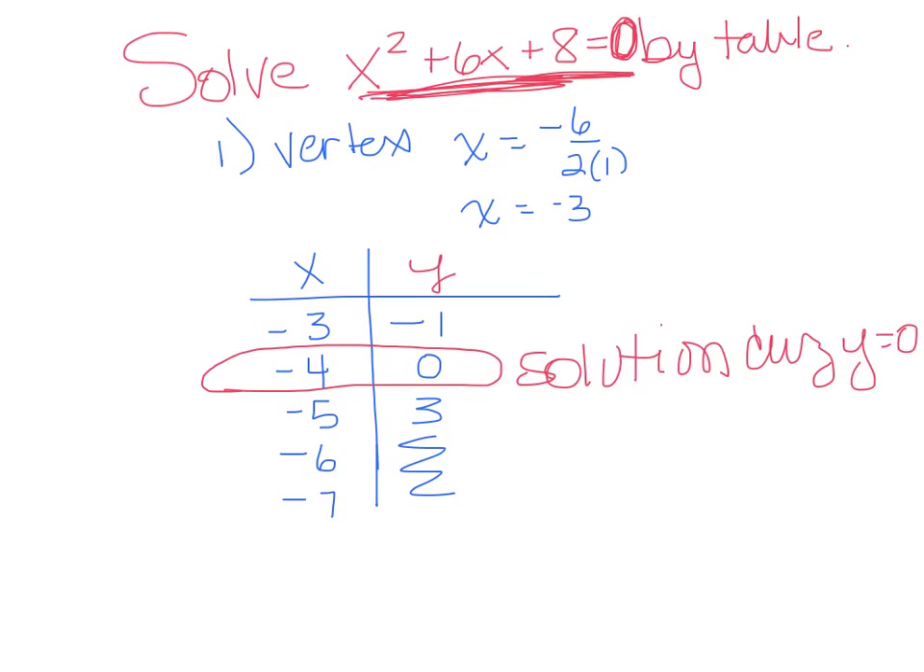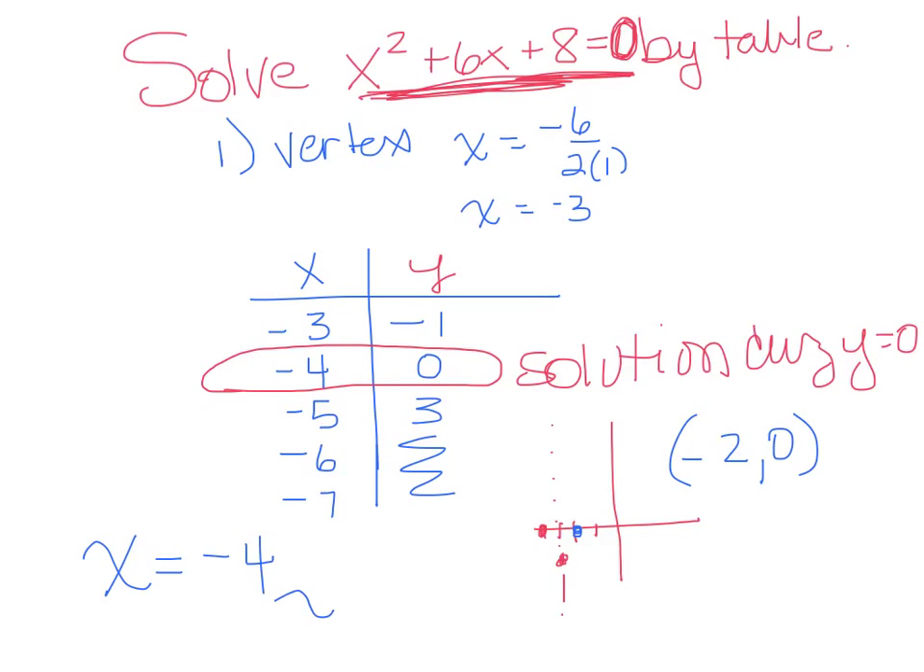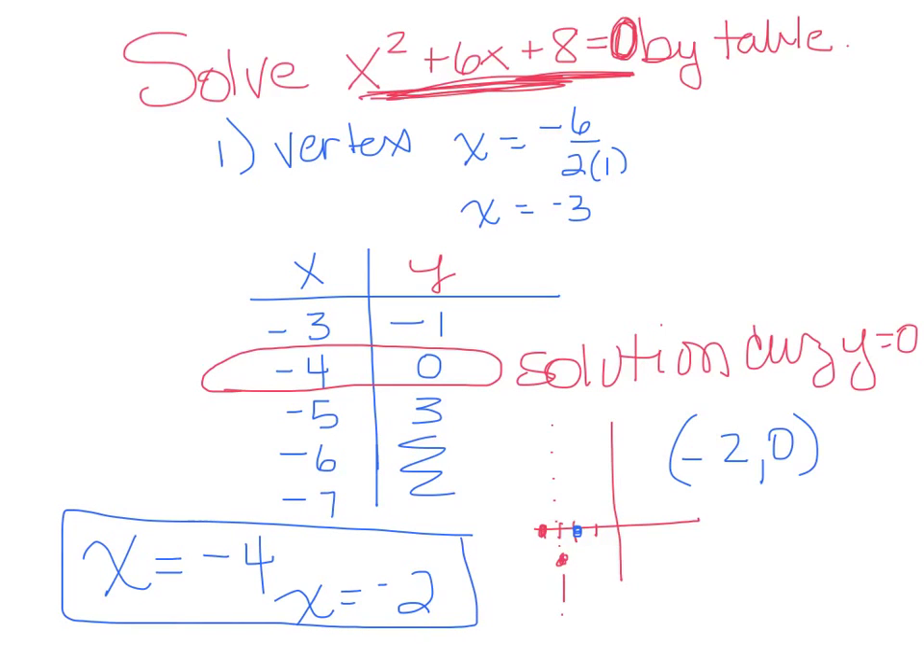You can think about graphing this, but you'll get good and can do it without graphing. -3, -1, -4, 0. There's my axis of symmetry down through this vertex. So my other solution will be symmetrical across that axis of symmetry at -2, 0. You can almost see that in the chart as well if you get good at it. So my solutions are x equals -4 and x equals -2. Those are my two solutions to that equation.